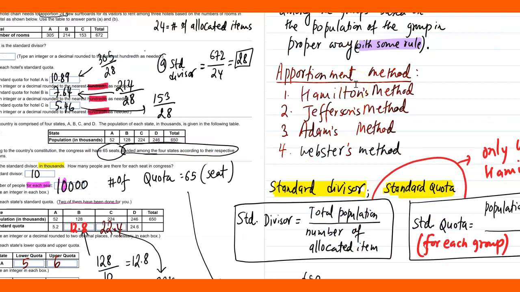Okay, I finished the Hamilton method. Next method is Jefferson method. And Adams-Webster, very easy method. All 3 methods are easier, okay? But only Hamilton method is difficult. Okay, next method is Jefferson. Okay, I mentioned before.